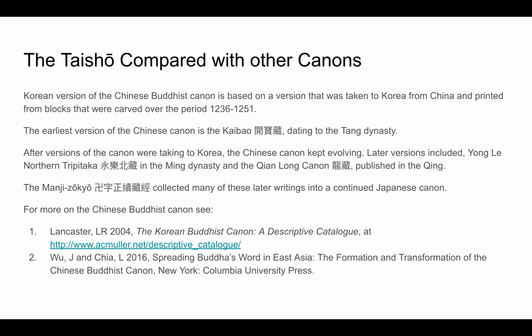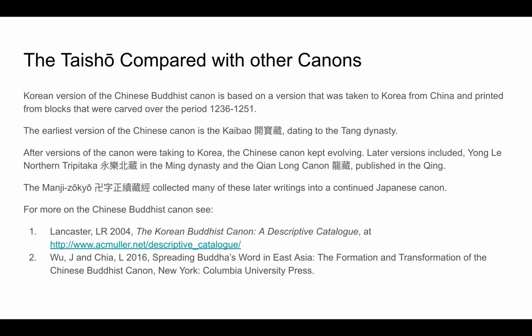How does the Taisho compare with other Chinese Buddhist canons? Well, I mentioned already it was based on the Korean version, and I mentioned a couple of differences there. Now, the Korean version was compiled in the Song dynasty in the 13th century. The oldest Chinese canon is the Kaibao, and it dated back to the Tang dynasty.